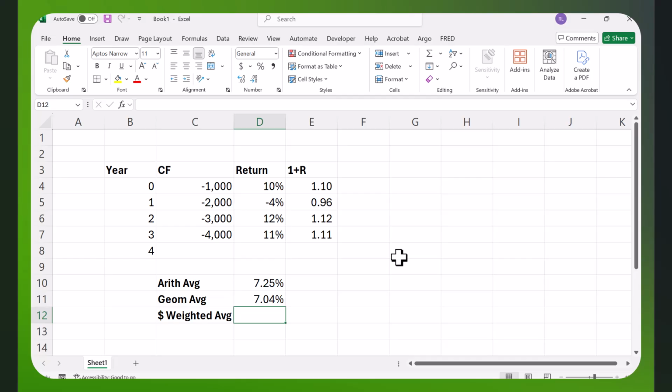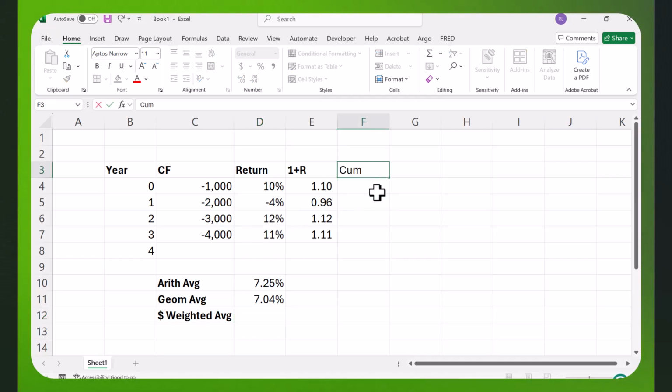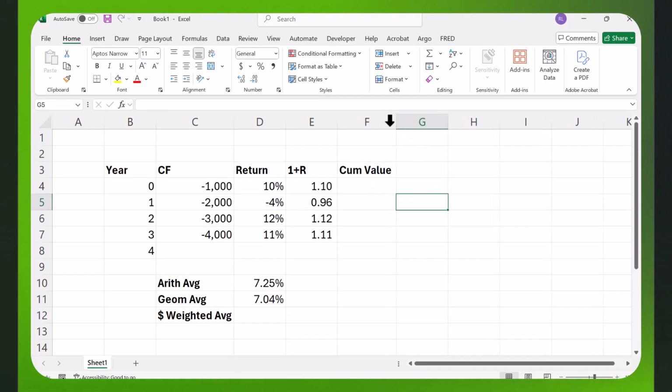So how about the dollar weighted average? To get the dollar weighted average, we want to figure out the cumulative value of the portfolio at the end. Remember, you're investing $1,000 the first period. That's going to grow for 4 periods, but not at the same rate. It's going to earn 10% the first year, minus 4% the second, 12% the third, etc. So let's say cumulative value, and let's see if we can figure that out.